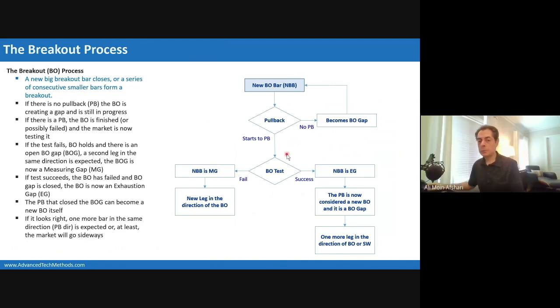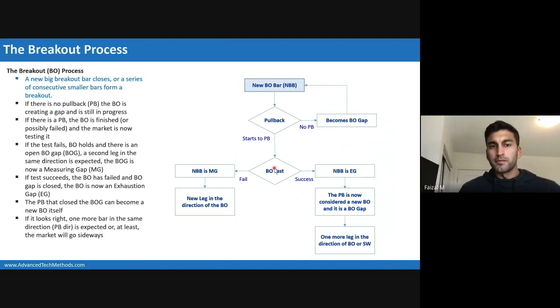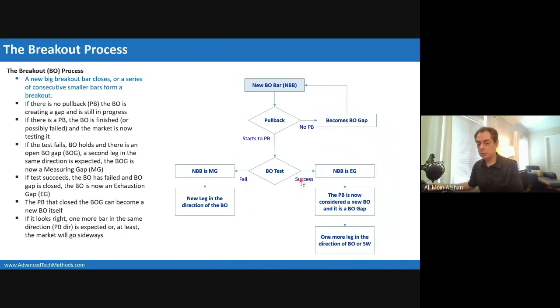Right. All right. Now, if the bar is pulling back, your next decision is, is it a breakout test or not? Or if it is a breakout test, is it a fail or a success? If it is a fail, the new NBB, new breakout bar, is a measuring gap. Why? Because think about a breakout. There was a breakout, it went higher, came back down, and didn't reach that breakout point. So there's a gap in here now. So if the breakout test fails, it starts to go up. New leg in the direction of the breakout.